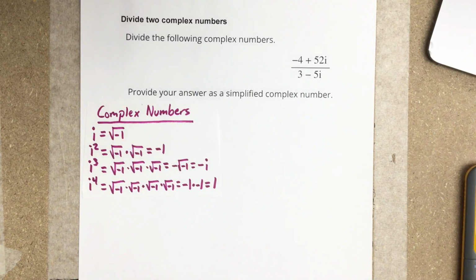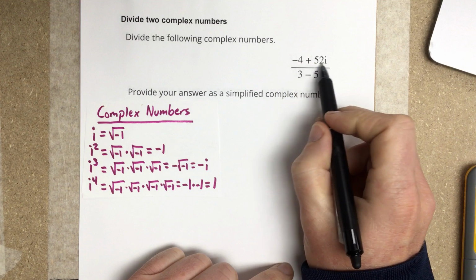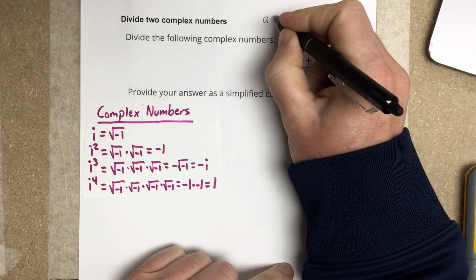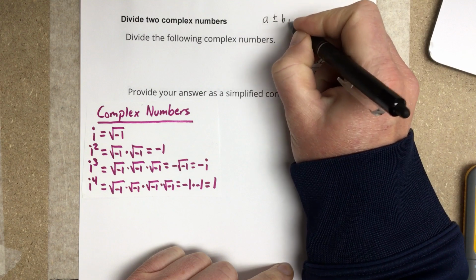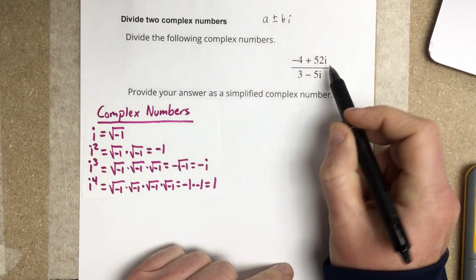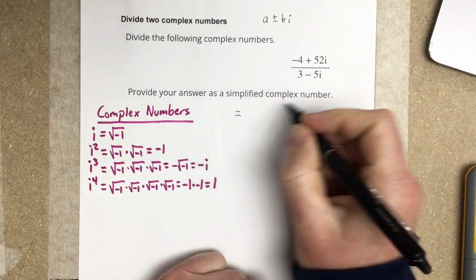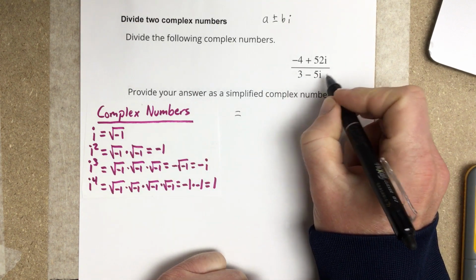In this video, we're going to divide two complex numbers. So we have a complex number on top and a complex number on bottom, and remember that complex numbers are written a plus or minus bi. So we want to try to get to this form from this division. Well, to do that, we're going to need to multiply by the conjugate of the denominator here.